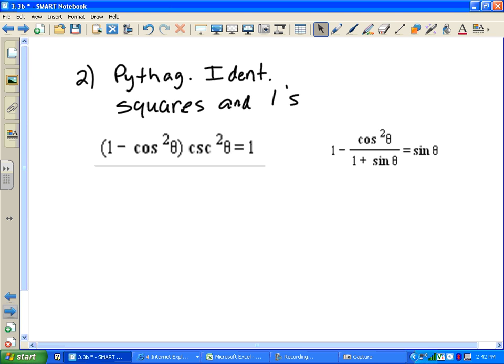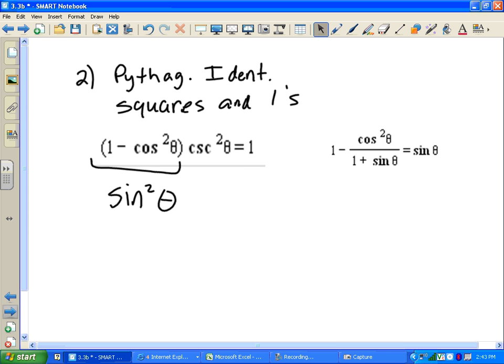We should spot this one almost right away here. We've got 1 minus cosine squared. So we should be familiar that sine squared plus cosine squared is 1. So 1 minus cosine squared would be sine squared. And so on the next step of verifying that, I would change that to sine squared and then continue. Now again, I'm not going to finish it. I'm just looking at the strategies here.